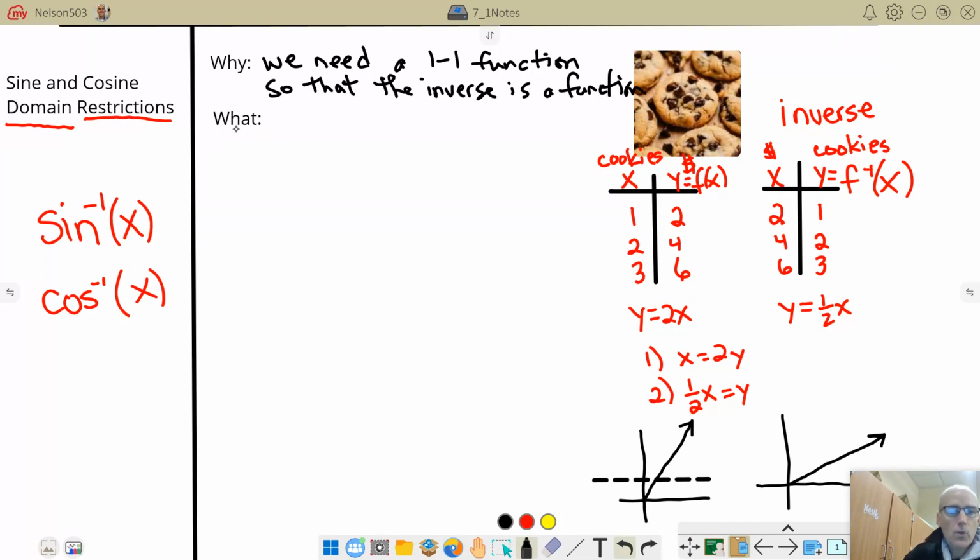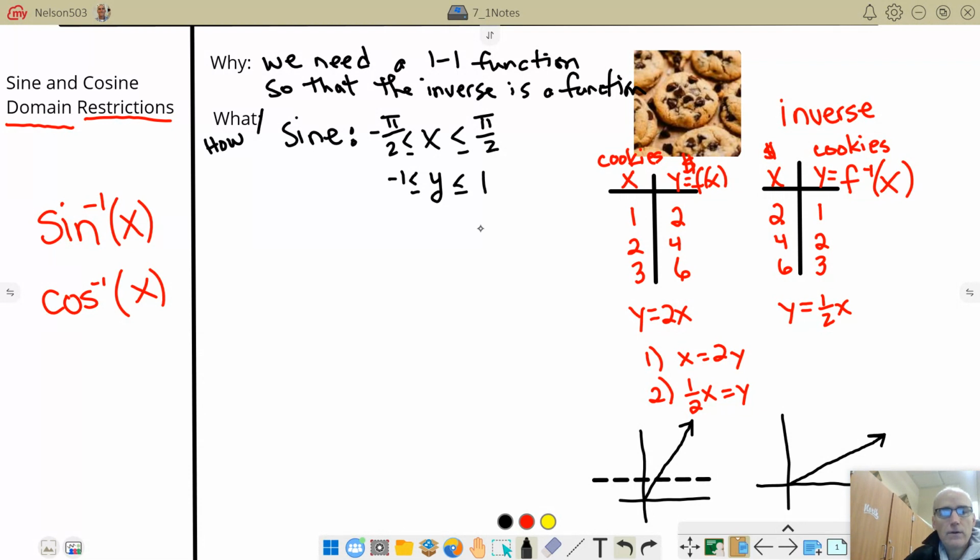Okay, so what is it? How are we going to make that happen? That's what I'm talking about right now. For the sine function, we're going to restrict the domain between negative pi halves and positive pi halves, okay? Because we want it to go from -1 to +1 for the sine function. So that restricts the y value, just naturally, from -1 to +1, right?